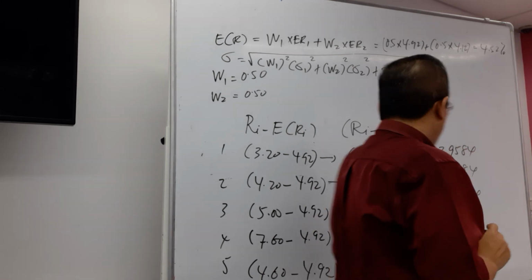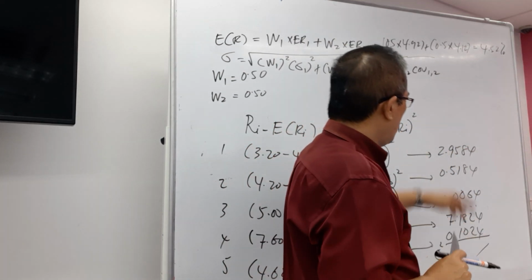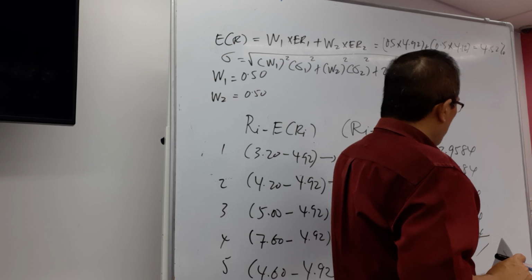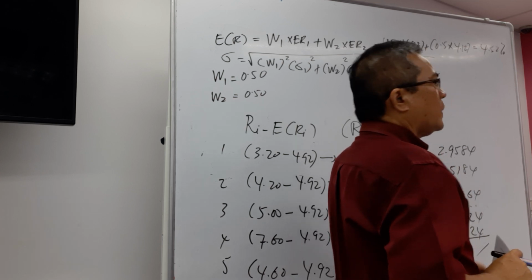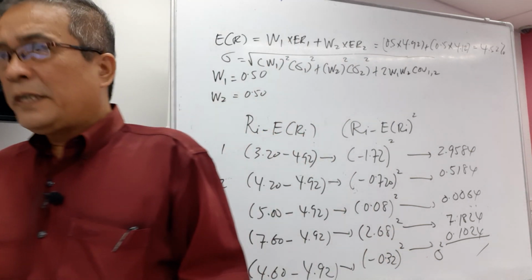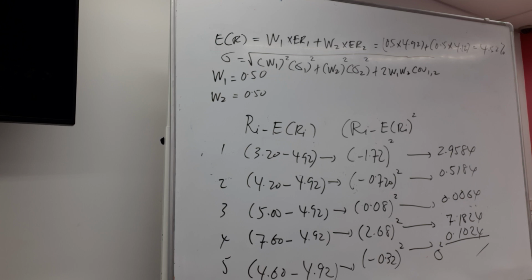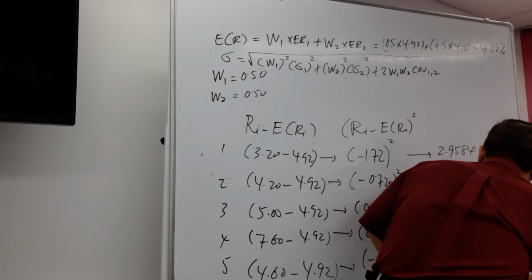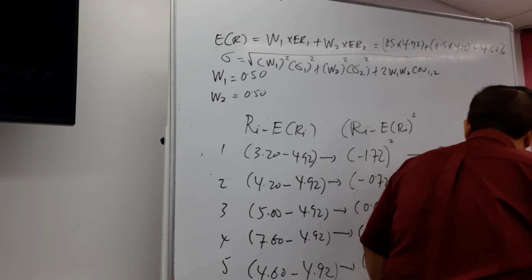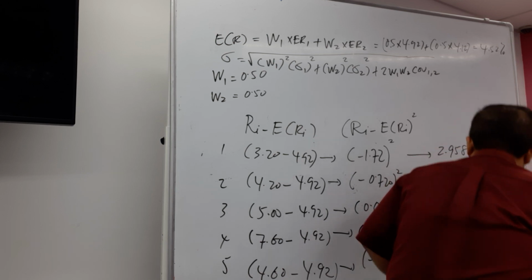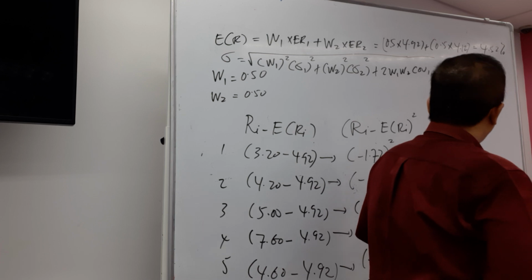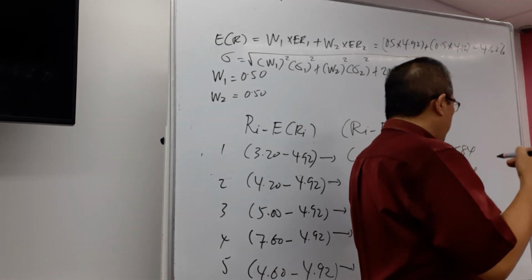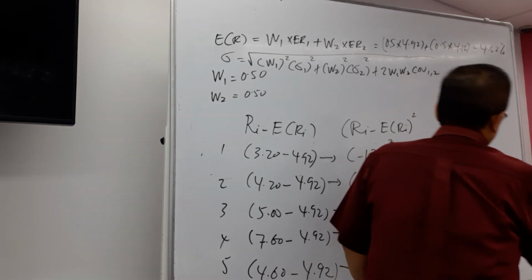To get the variance, you add up all these figures and divide by n minus 1, which is 4. So 2.9584 plus 0.5184 plus 0.0064 plus 7.1824 plus 0.1024 is 10.768. Divided by 4, n minus 1, you get 2.692.